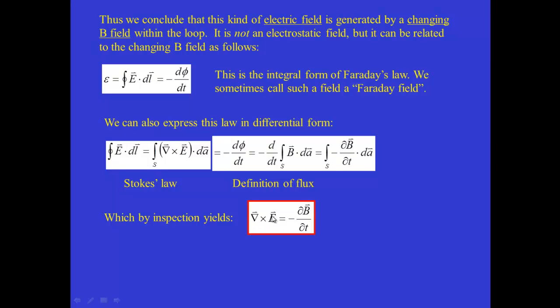We see that they're fields that have a non-zero curl, and that the curl, which tells us that these fields circulate around in space, is equal to minus the time rate of change of the magnetic field.